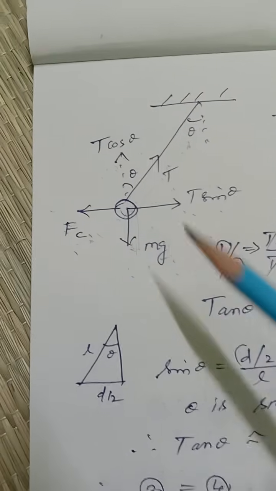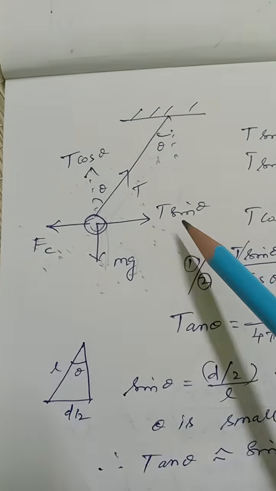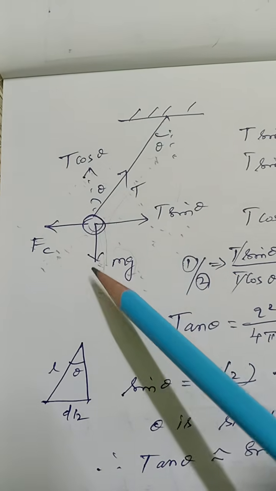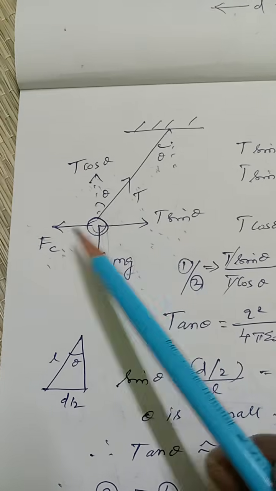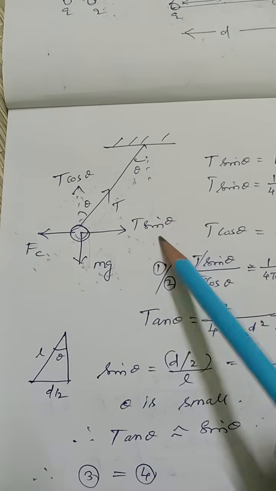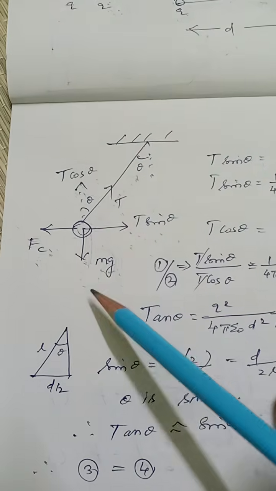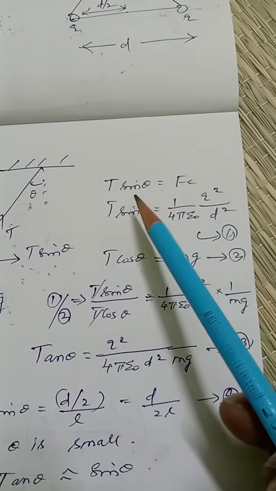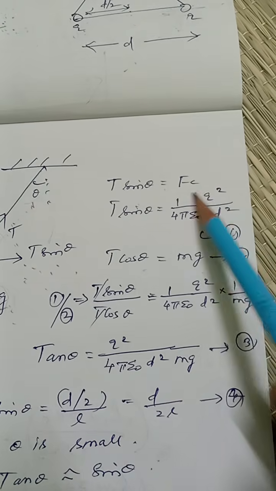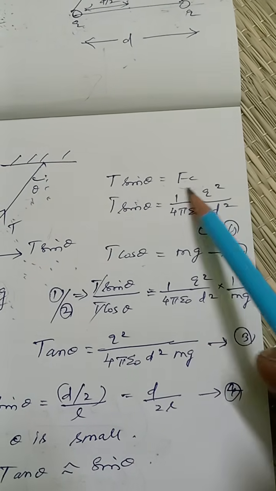So here, see the diagram, Fc is balanced by T sin theta, and mg is balanced by T cos theta. So we can equate in the horizontal direction T sin theta equal to Fc, and in the vertical direction T cos theta equal to mg. T sin theta equal to Fc means the Coulomb force, by Coulomb's inverse square law. Just now we have discussed Coulomb's inverse square law.